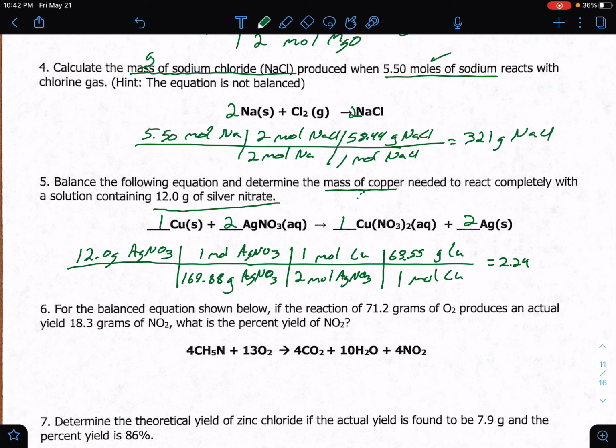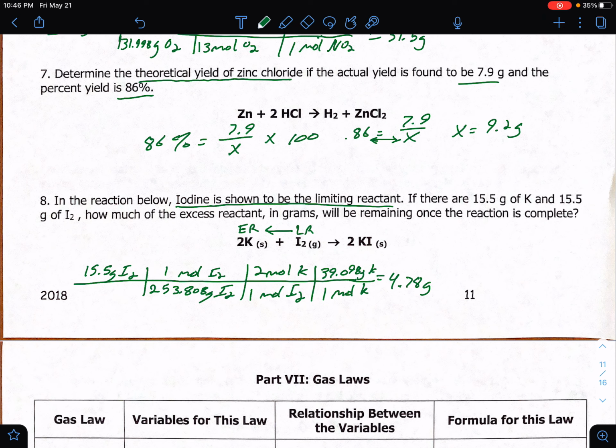Last step is I know that 1 mole of K equals the mass of K, and I get that as 39.098 grams. So multiply it out, divide by the bottom, and I get a theoretical yield of 4.78 grams. So that is how many grams of K I actually used. If I want to figure out how much is left over, I put in 15.5 grams, so 15.5 minus 4.78 gives me 10.7 grams excess.